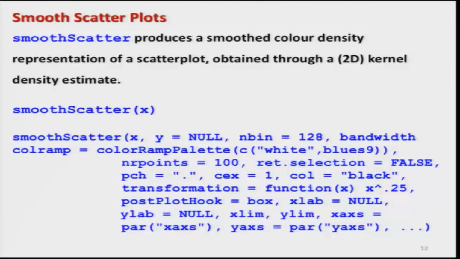Now, I would like to discuss another type of smooth scatter plot. There is another command in R software which produces a smooth scatter plot, but this plot is a little bit different from what we have obtained earlier. This is essentially a smoothened colored density plot, and this is obtained through a two-dimensional kernel density estimate.